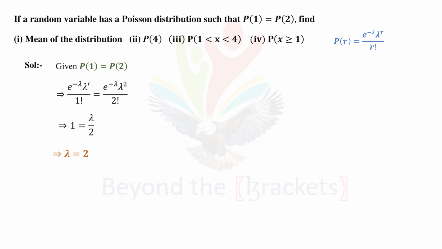In the second case, P of 4 is obtained by substituting r is equal to 4 in probability mass function. We get e power minus 2, 2 power 4 by 4 factorial, which simplifies to 0.0902.